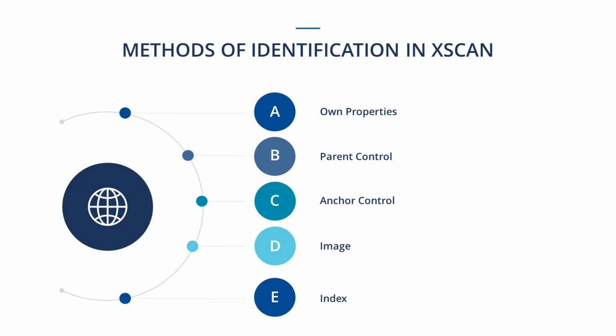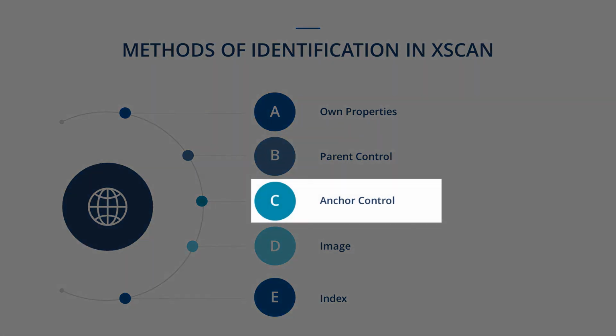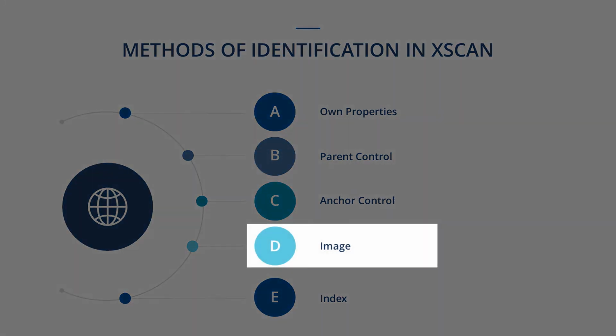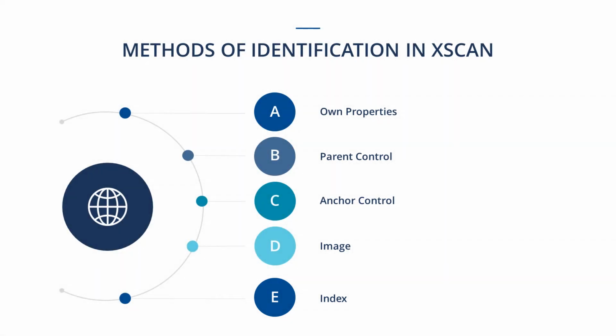In addition to identifying a control with its own technical properties, there are 4 other identification methods. Identify by parent, identify by anchor, identify by image, and identify by index. These identifications are rarely used in the SAP GUI as the application itself is almost completely uniquely identifiable. However, you can learn more about these methods in our course Automation Specialist Level 1.